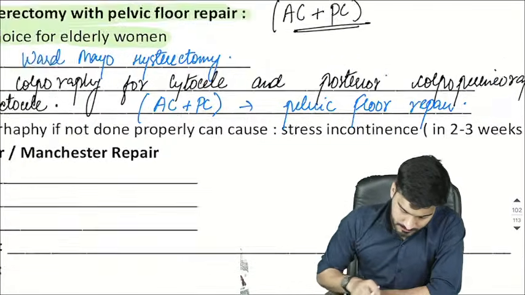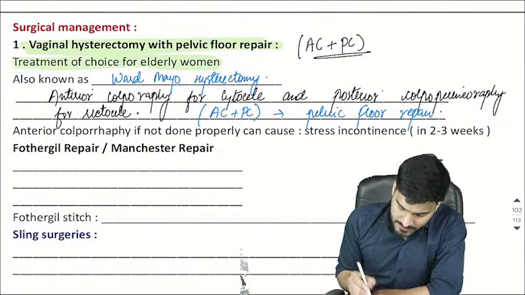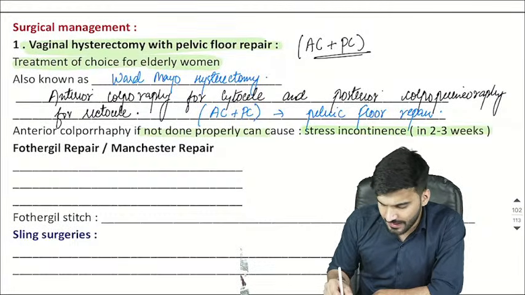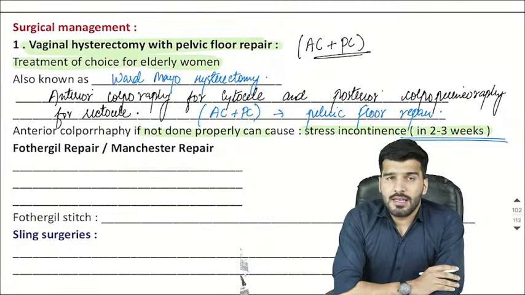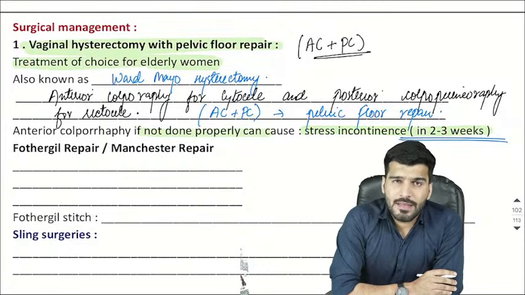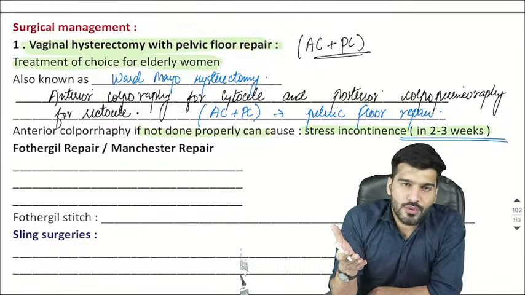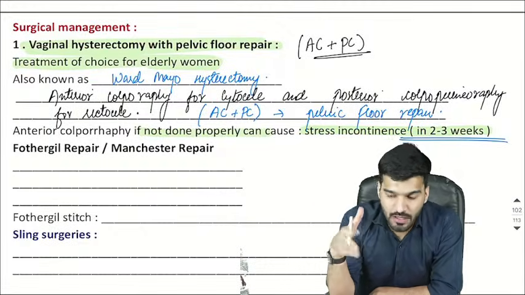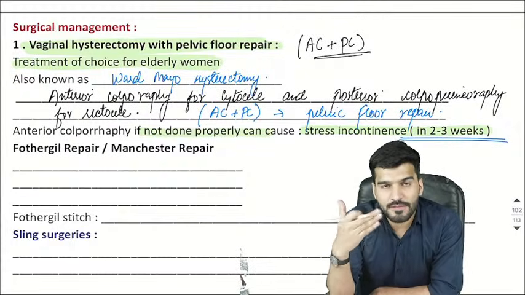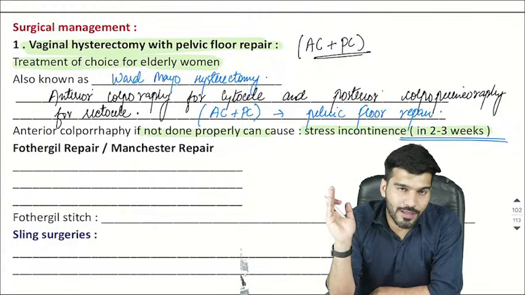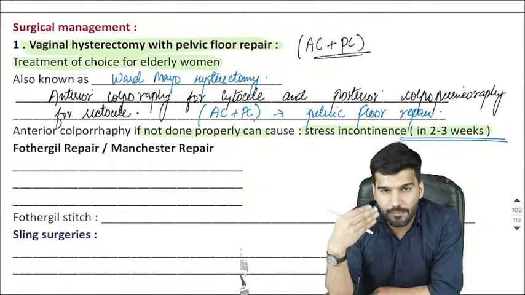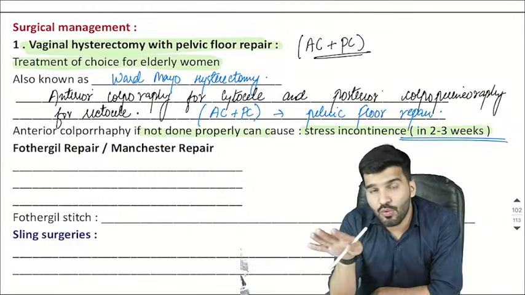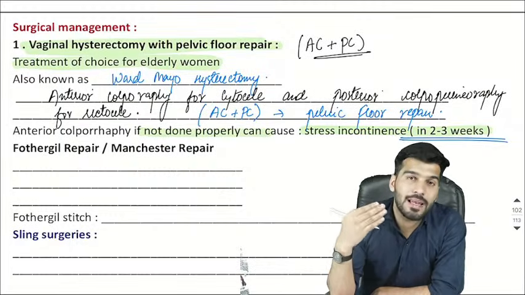Now sometimes if anterior colporrhaphy is not done properly, it can cause stress incontinence in 2 to 3 weeks. In stress incontinence, what exactly is the main reason? There is an involuntary escape of urine during strenuous activities. For example, if a patient is sneezing or coughing, the patient will pass urine. So under pressure activities, involuntary escape of urine is stress incontinence. The most common cause is bladder neck descent.